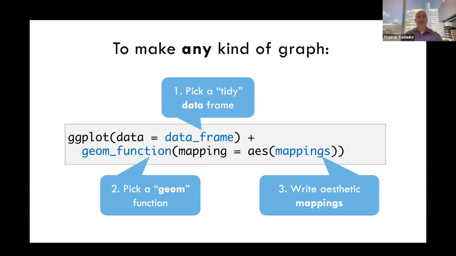All right, so let's recap. To make any kind of graph, you start with this template, and you fill in the blue stuff. So you choose a tidy data frame, and this contains the data that you want to plot, and you pick a geom function, and this is the type of plot you want to create, and then you write your aesthetic mappings. And this is where you map data columns to position, color, and other features of the graph.